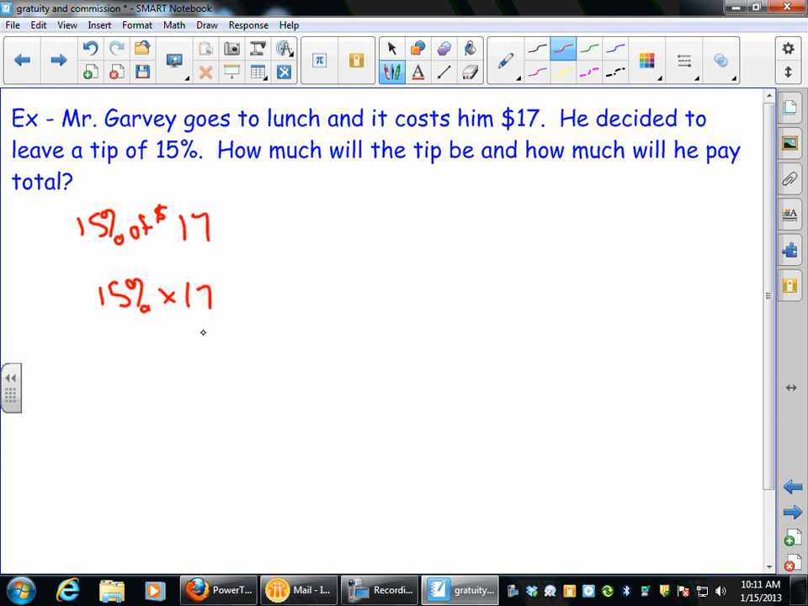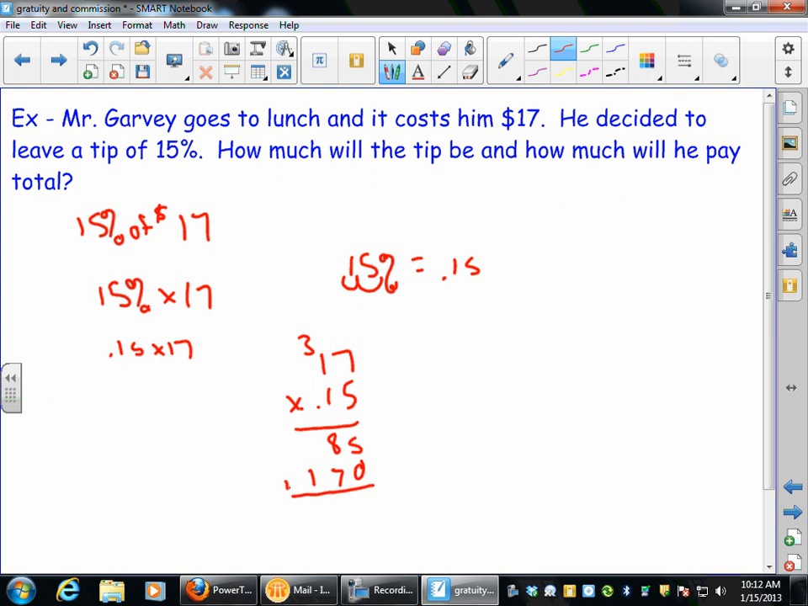Okay? So, again, the 15%, we got to change that to a decimal, move it two places to the left, 0.15. So I'm doing 0.15 times 17. So let's do that. Okay, 5 times 7 is 35. 5 plus 3 is 8. Move over one spot, 1 times 7, 1 times 1. Add them up. I get 5, 15, and 2.